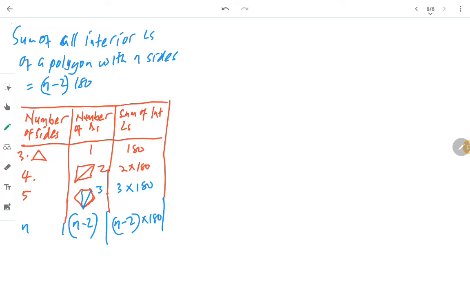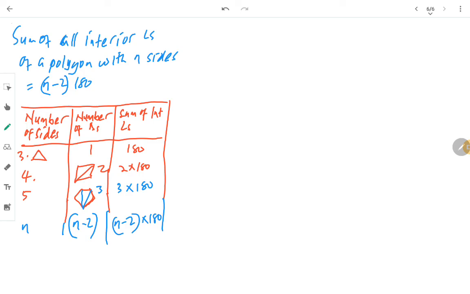So we are saying that if n is the number of sides of a polygon, then it's n minus 2 times 180. Then I can get the sum of all the interior angles. Okay.